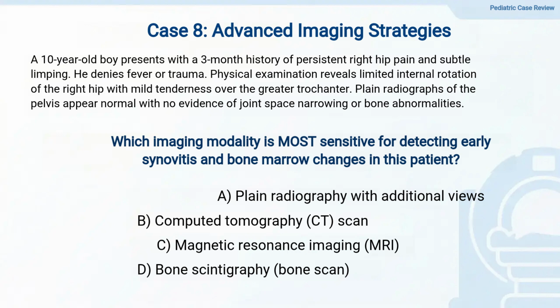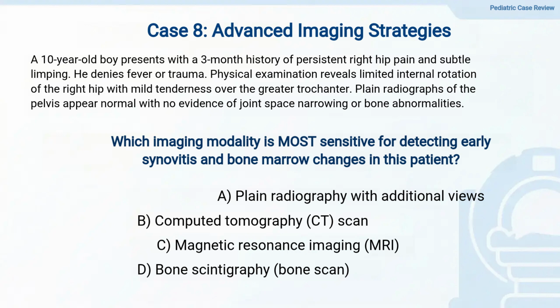Case 8. A 10-year-old boy presents with a 3-month history of persistent right hip pain and subtle limping. He denies fever or trauma. Physical examination reveals limited internal rotation of the right hip with mild tenderness over the greater trochanter. Plain radiographs of the pelvis appear normal with no evidence of joint space narrowing or bone abnormalities. Which imaging modality is most sensitive for detecting early synovitis and bone marrow changes in this patient?